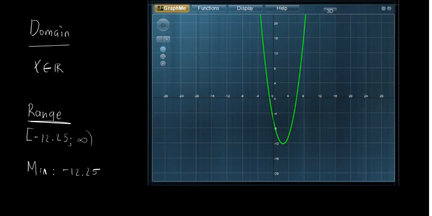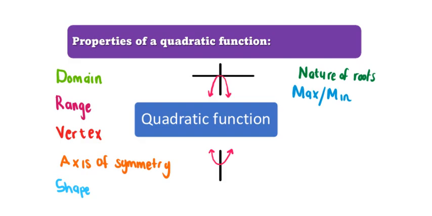I think I've gone through everything. Let me just check here. We've discussed the different properties of a quadratic function: the domain, the range, how you get the domain and the range of the function, how you get the vertex, which is the turning point, how you get the axis of symmetry, which is an imaginary line that divides your graph into two equal parts, and how you determine the shape of a function, whether it's going to open upward or downward. I'm also going to quickly go through how the nature of roots helps in determining the shape of your graph. Let's go through that together.